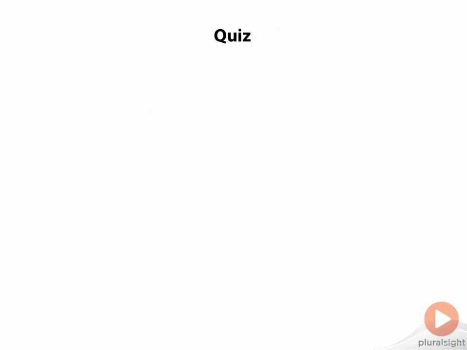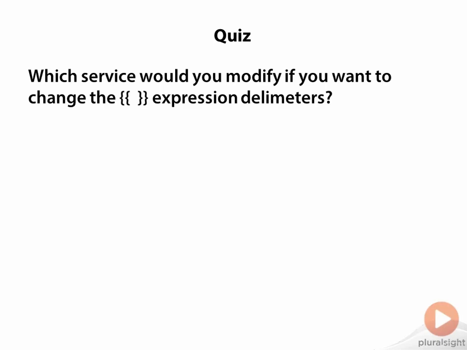All right, one last quiz for this module. Which service would you modify if you want to change the double squiggly expression delimiters? The interpolate provider. And you do this during the configuration phase of the application.